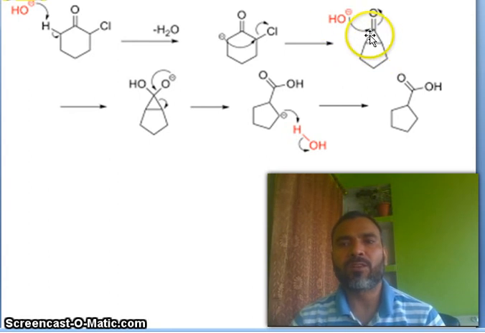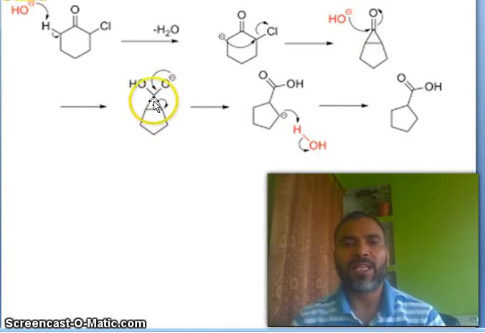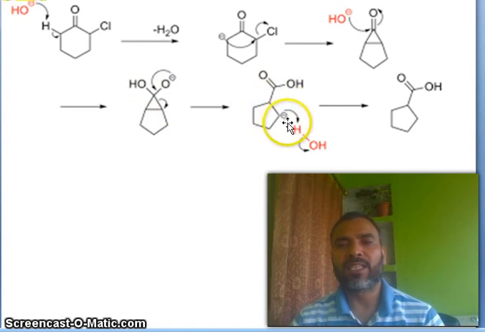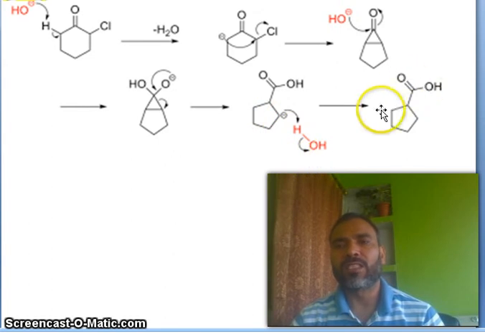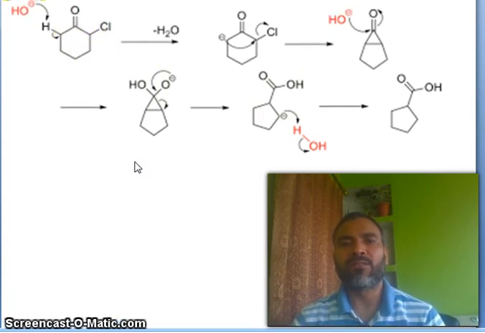So OH minus attacks this carbon and this double bond shifts onto oxygen, forming such a situation. Then the carbon-carbon bond breaks, the negative charge shifts and forms a carbon-oxygen double bond, and then this negative charge is neutralized with this proton and the base is removed. This is the 5-membered carboxylic acid. We started from alpha-haloketones. So this is the Favorskii reaction and its mechanism.